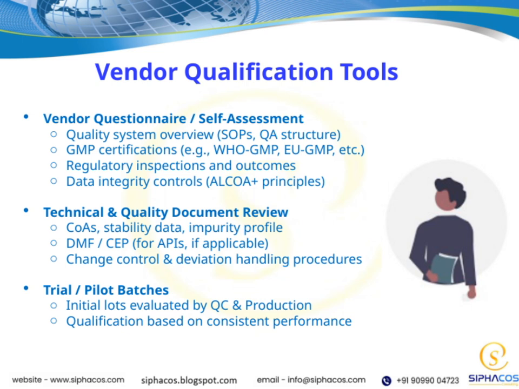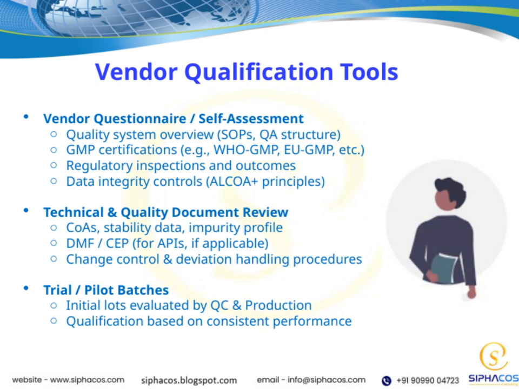Next, we consider past regulatory inspections and their outcomes, giving us insight into the vendor's track record and compliance history. Data integrity controls are also crucial, specifically adherence to the ALCOA Plus principles, attributes like being attributable, legible, contemporaneous, original, accurate, and complete. These ensure the integrity of data throughout the manufacturing process.